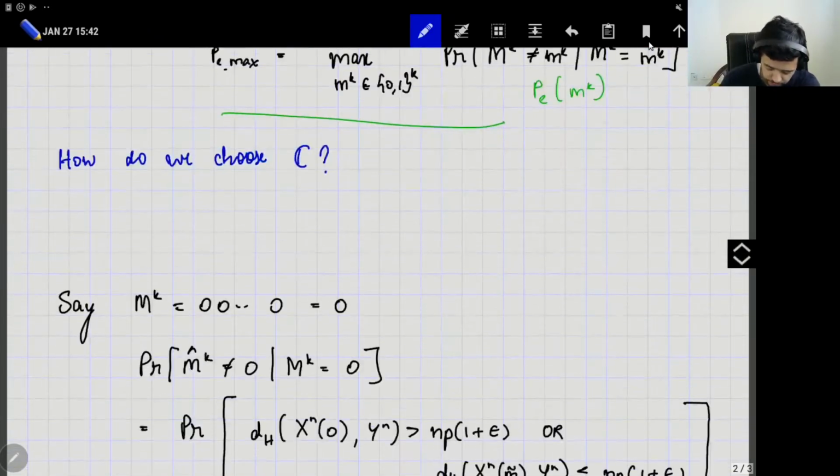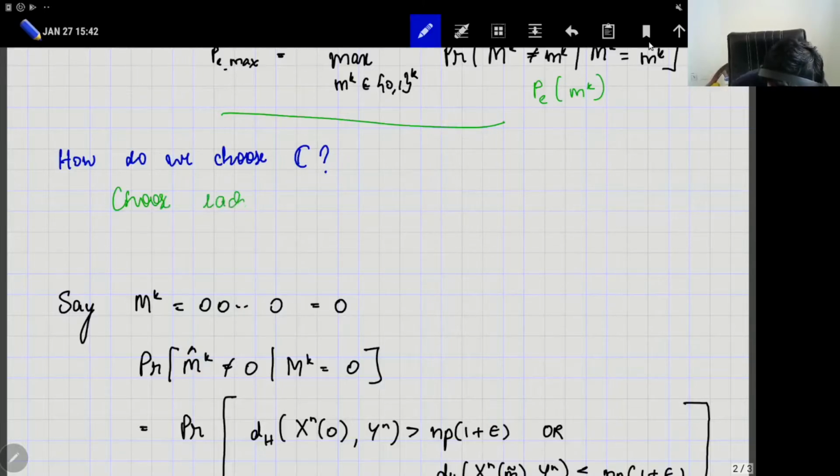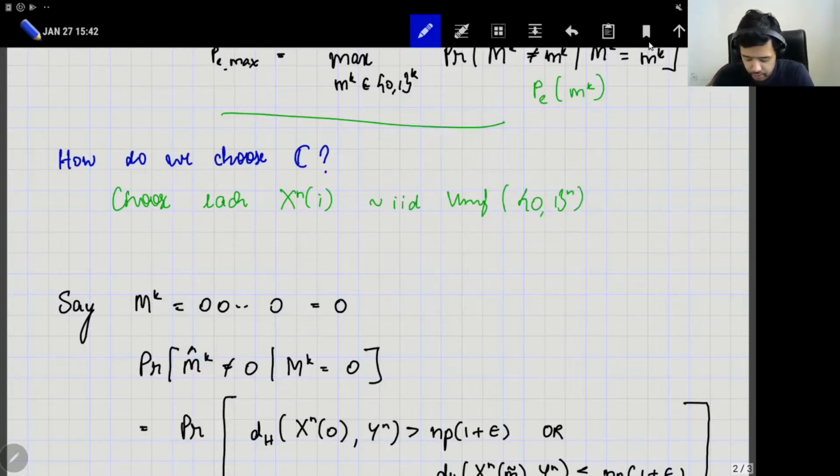Choose each x^n(i) to be IID uniform over all possible binary sequences of length n. So each codeword is chosen independently and uniformly at random. This is how we are going to choose our codebook, and we will analyze the performance of this particular codebook with respect to bounded distance decoding over the BSC.